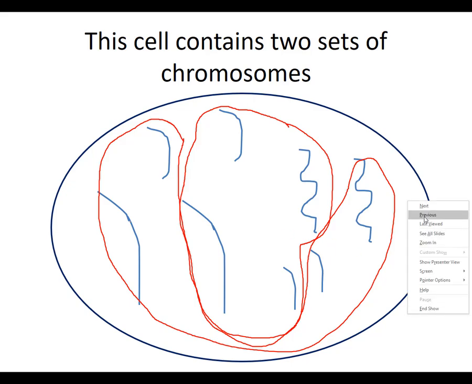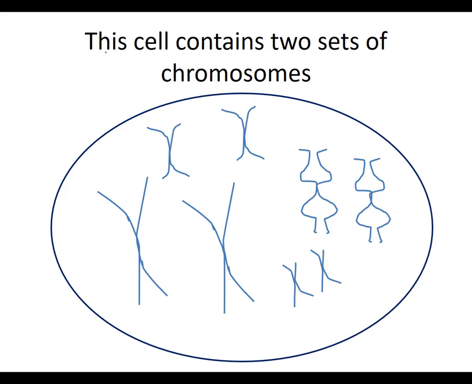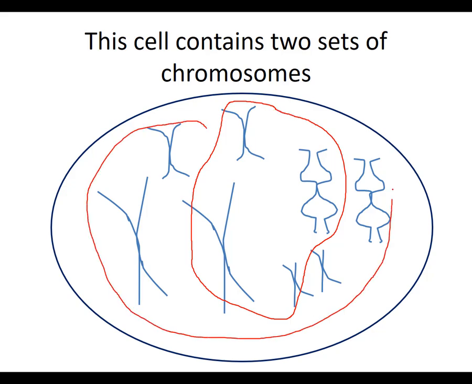In fact, on the next slide, this cell still contains 2 sets of chromosomes. So 2 medium, 2 large, 2 short and straight, and 2 curly. So this is still just 2 sets of chromosomes. Here I'm going to circle 1 set again. And then I'm going to circle the other set, which is a little harder to do.